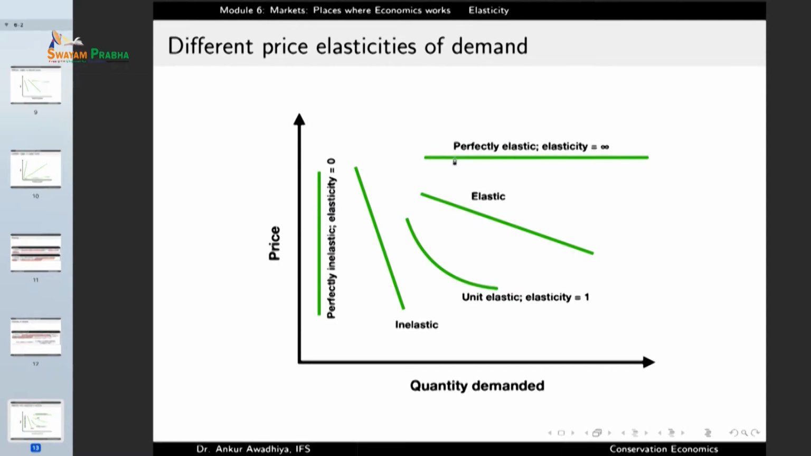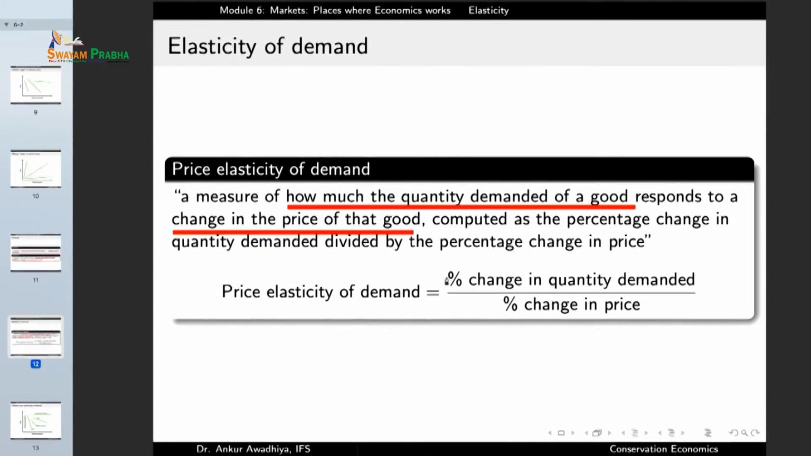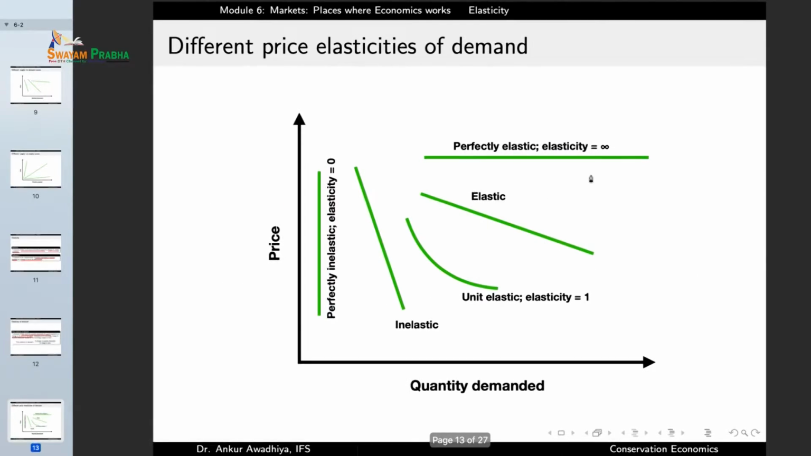On the other hand, this is a perfectly elastic curve, which means that if there is a small change in the price, there is a large change in the quantity that is demanded. That is, the numerator here is very large because there is a big change in the quantity that is demanded. The denominator here is very small because there is hardly any change in the price. And so the price elasticity of demand in this case is close to infinity. And we say that this is a perfectly elastic demand curve.